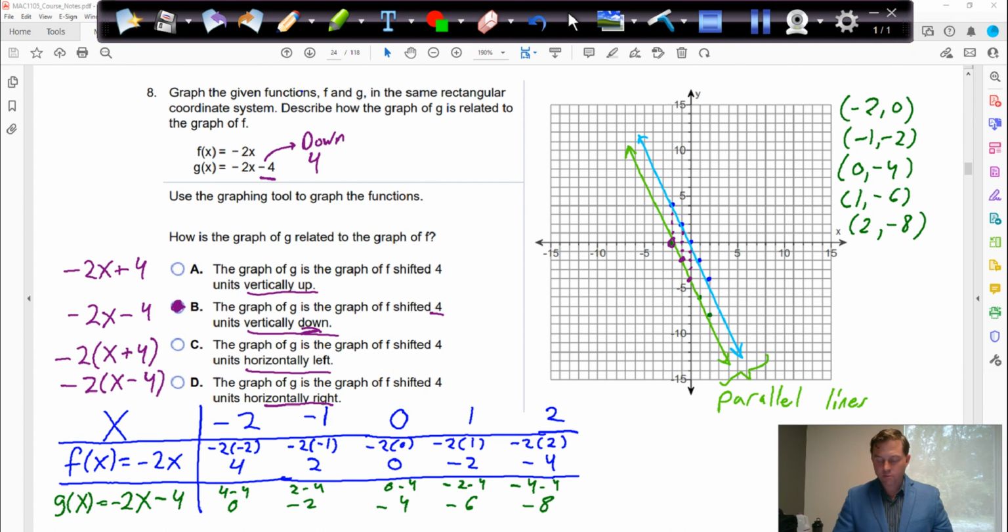Okay, so those are the 4 possible shifts we can see, and where the number is: is it next to the x, is it outside of the x, is it plus or minus?